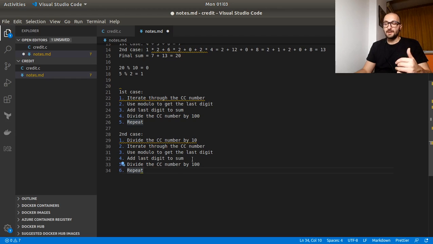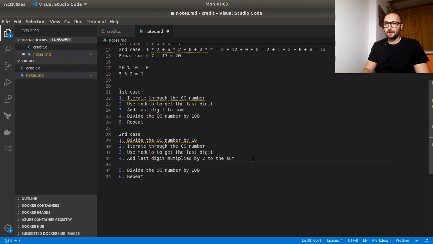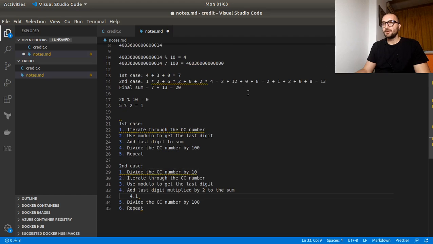The difference here is that we will multiply it by 2, use modulo to get the last digit, add the last digit multiplied by 2 to the sum. And here we would have 2 smaller cases. So here we will basically check if it's made out of 2 digits. How do we do that? How do we get the last digit? We use modulo. Okay? So to get 2 here, we use modulo 10, and we'll get 2.